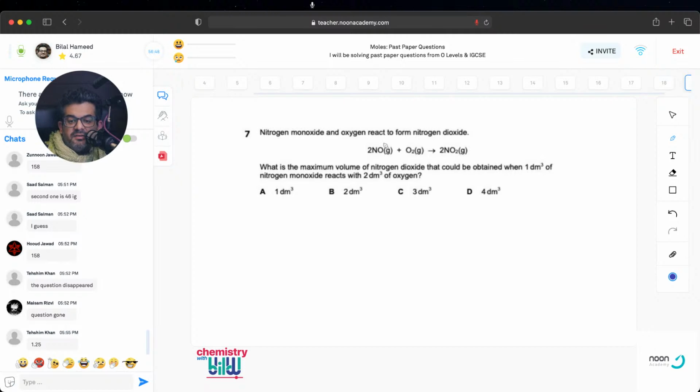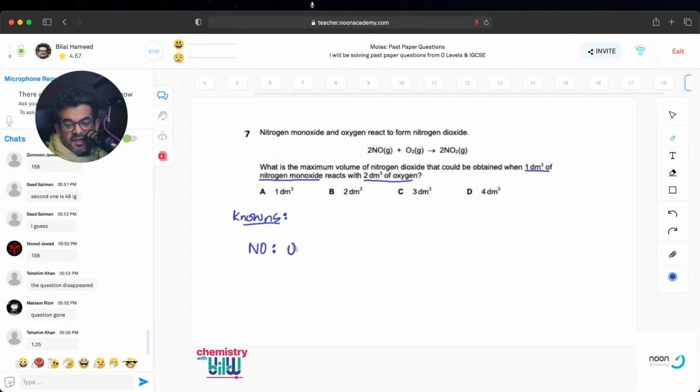Okay, so nitrogen monoxide and oxygen react to form nitrogen dioxide, right? What's the maximum volume of nitrogen dioxide obtained from when 1 dm cube of NO? Now this is a fun question because it's volume of gas, but they've given you both reactants. So now you got to figure out which of them is limiting, which of them is excess. Now to decide that, you have two knowns, remember? The problem is they're not even giving you moles, they're giving you volume of gas.